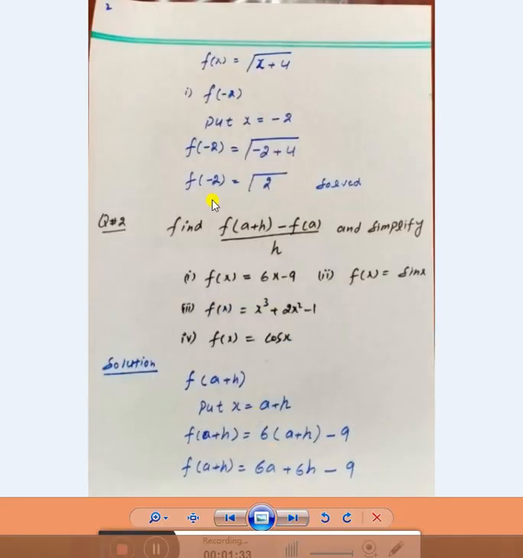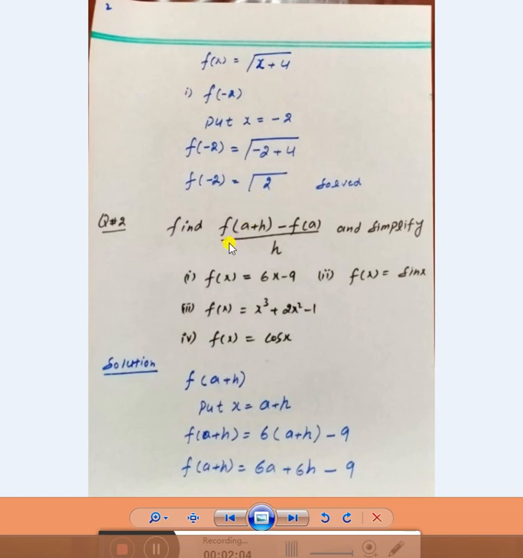Next, students, the second part: f(x) = √(x + 4). The same process for f(−2). It means again we put x = −2. In the place of x in the question we substitute −2. f(−2) = √(−2 + 4), which is √2. So our solution is f(−2) = √2.